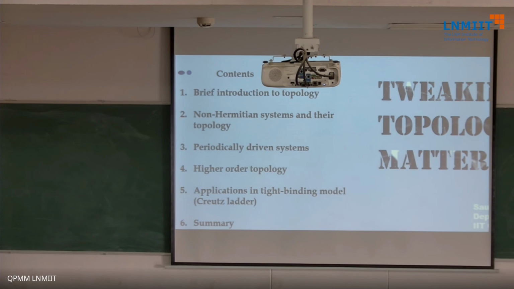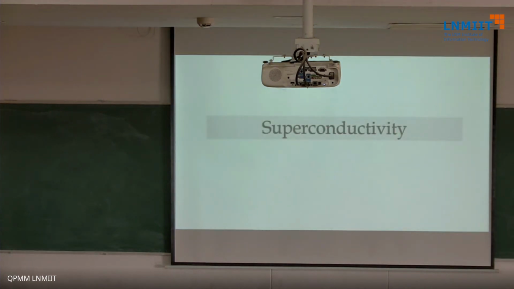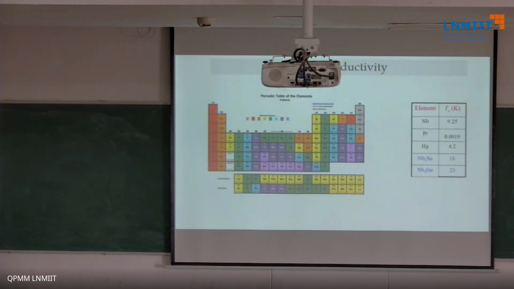But I start on a slightly different note, and let's talk about what people have been interested in for a very long time, maybe around 100 years or more than that. And one of the problems that has kept people busy till even 2003, 4, 5, around that, is the thing called superconductivity.